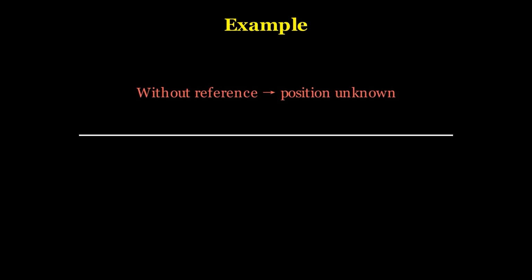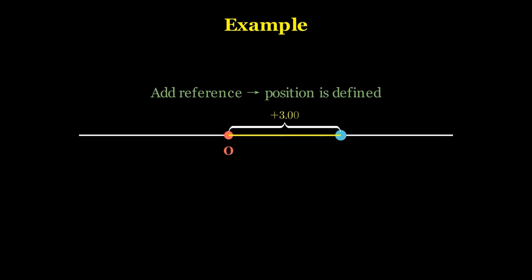Now let's try to use an example to visualize this. Imagine a line on the screen and a dot moving along it. If we do not have any reference frame, we cannot say where the dot is. Next, we introduce a reference frame, in our case a point on the line. Now we can say the dot is 3 meters to the right of the reference point. With this reference, the position is defined and we can start measuring motion.